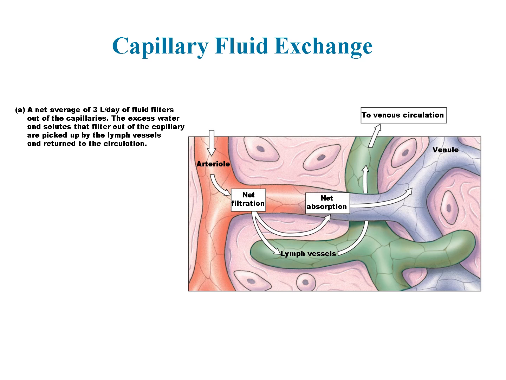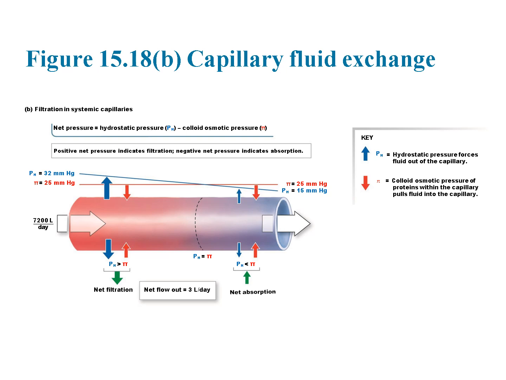The lymphatic system plays a crucial role in preventing fluid buildup in tissues and maintaining proper blood volume. By balancing filtration, absorption, and lymphatic drainage, the body ensures a stable fluid environment, allowing for proper circulation and tissue function. Capillary fluid exchange is driven by the balance between hydrostatic pressure and colloid osmotic pressure within systemic capillaries.